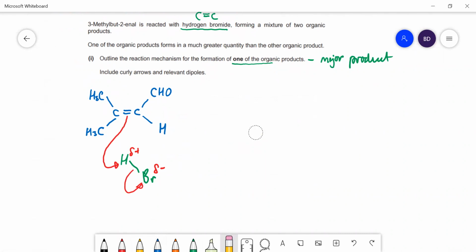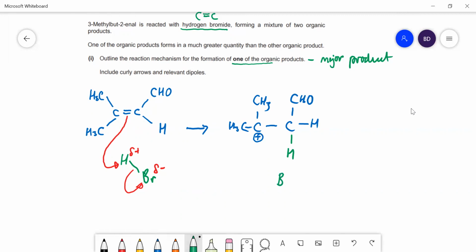Let's draw the intermediate. This is 4 marks, by the way. So we are going to get, and I'm going to show the hydrogen sticking on to this carbon here. We've still got our aldehyde group there and H there. That means that this carbon has got a positive charge on it. It's a carbocation, and we have Br minus. That incidentally is a tertiary carbocation, which is more stable than the secondary carbocation. That's why you get the major product, but it doesn't ask us that.